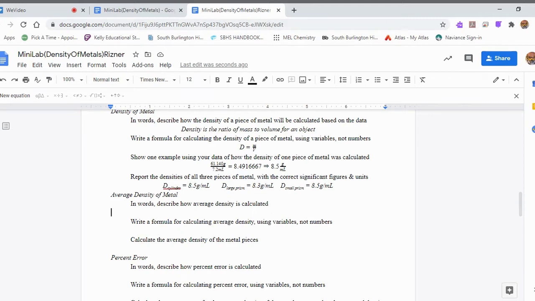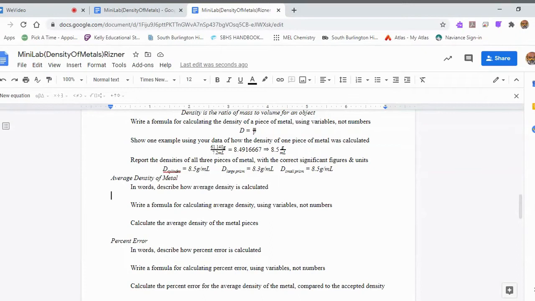We're going to calculate the average density of the metal, and for the average, you're going to add up all of the densities and divide by 3 in this case. But in words, to describe how to calculate the average density is that it's, because addition is the sum of the densities divided by the number of objects. Next is to write a formula. The symbol for sum is the Greek sigma, and the symbol for a number of objects is a lowercase n.